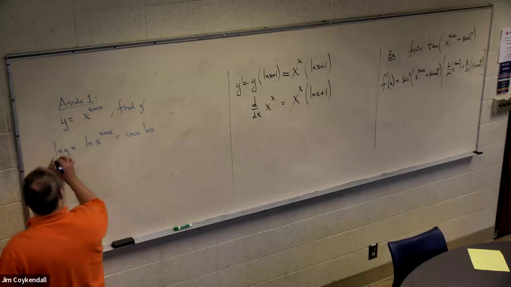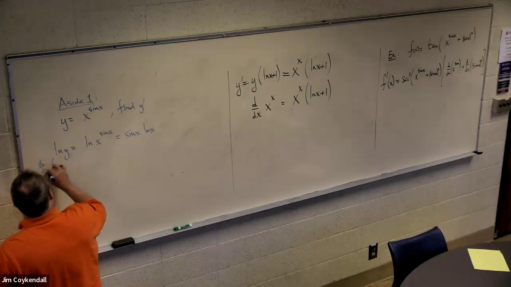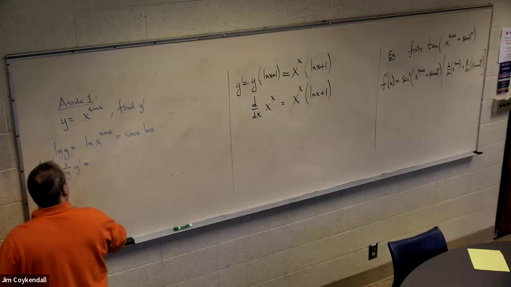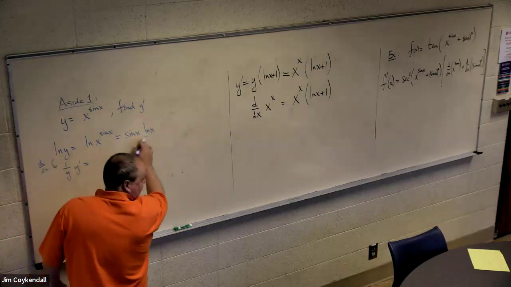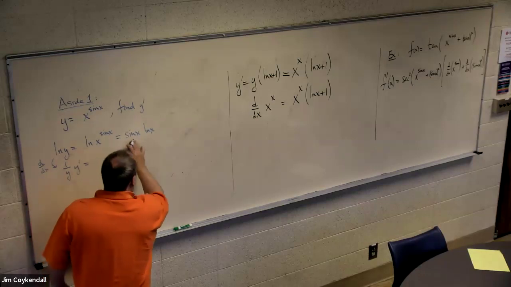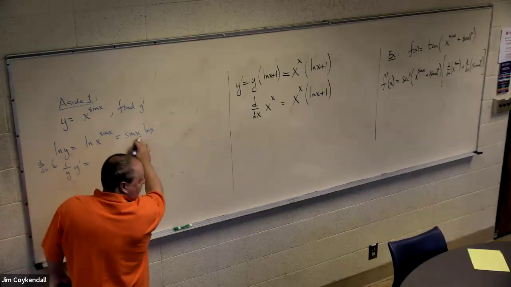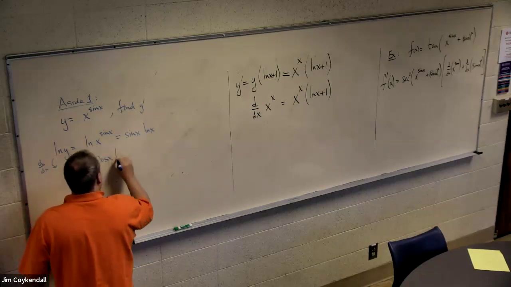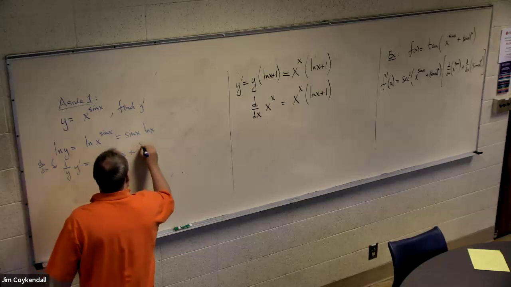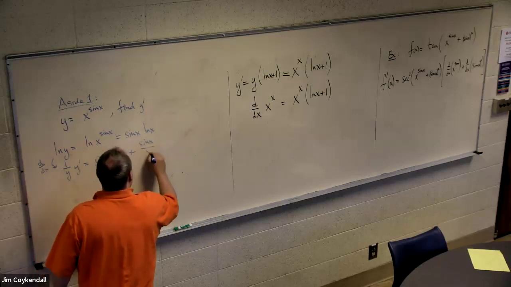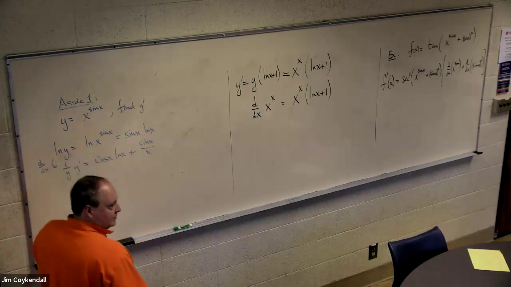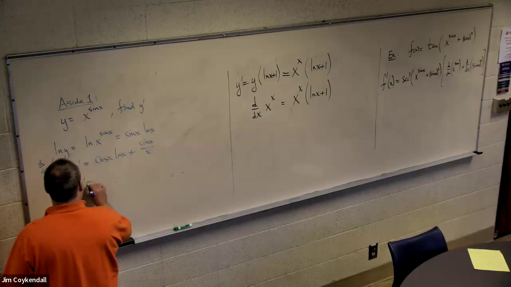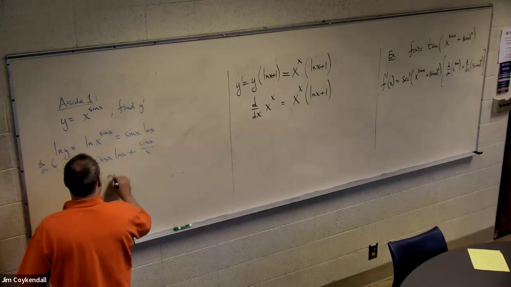Now, let's d/dx this, take a derivative. 1 over y times y prime is equal to the derivative of this. And this, my friends, is a product rule. So it should be cosine x log x plus sine x over x. So I get y prime is y times this mess.